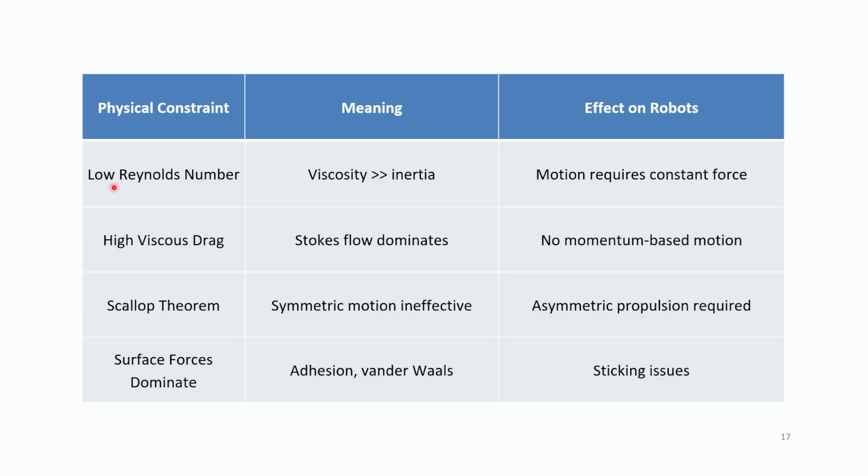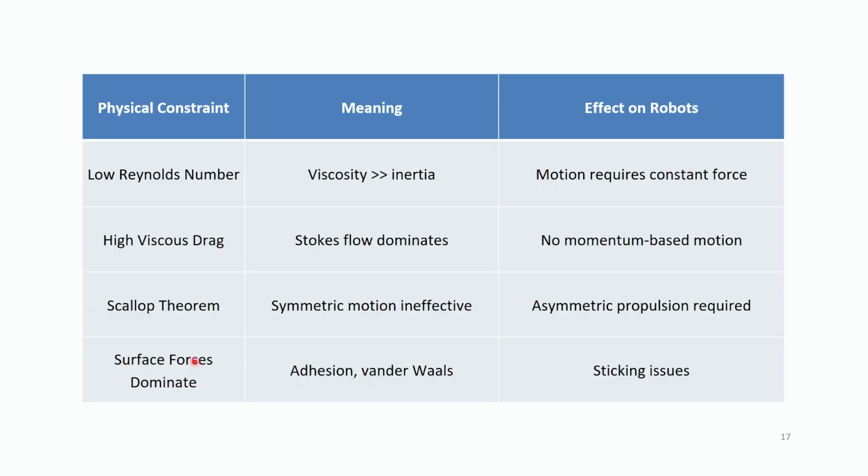Low Reynolds number means viscous forces are higher than inertial forces, and the effect is that your motion requires constant energy and force. Then physical constraint, high viscous drag: Stokes flow dominates, which means no momentum-based motion. The scallop theorem is a physical constraint where symmetric motion will be ineffective. The to and fro reciprocal motion will not work here, so asymmetric propulsion will be required.